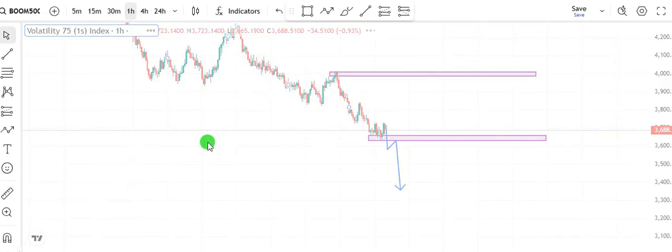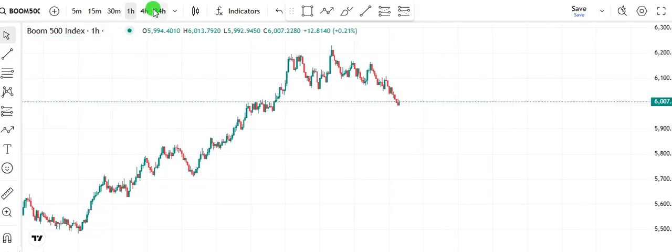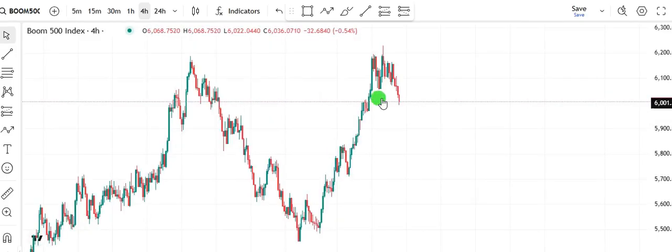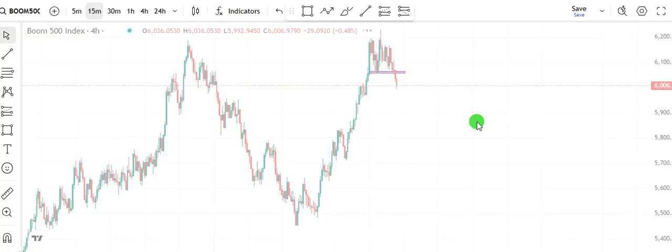So we'll be starting with Boom 500. Okay, going to H4. And of course, let's mark the recent low that just got broken, which is here. That is the one that just got broken. And of course, this market still has a long way to go to the next low. So you can just target as much as possible, so long as it's still below this low.